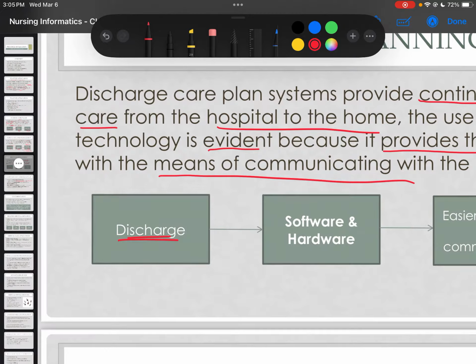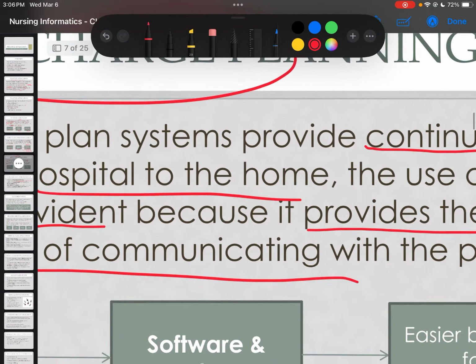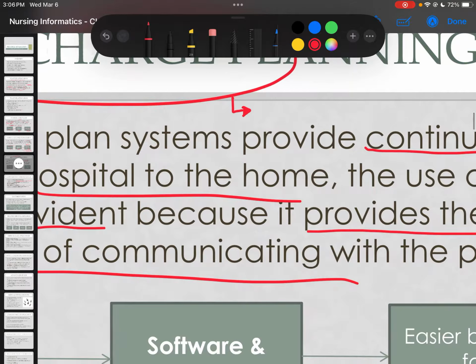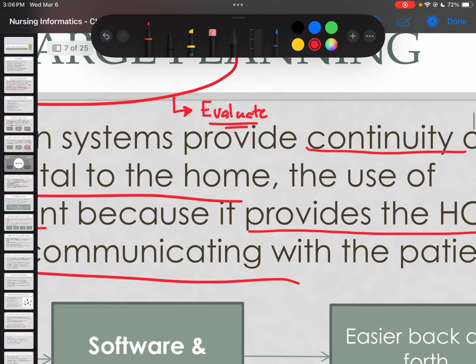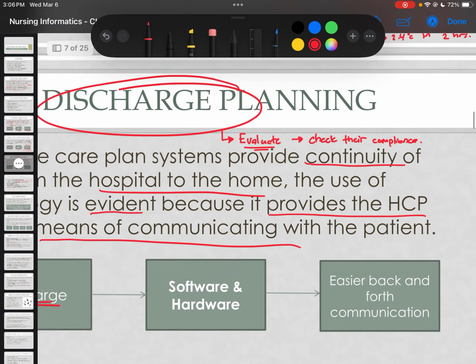Okay, so dili necessary sa ilaha ang mag-interact pa sa nurse or sa healthcare provider. But here's the catch, okay? When it comes to discharge plan, we still need to evaluate it. Okay, we still need to evaluate the discharge plan. The reason for why we need to evaluate, no, is to check their compliance. Ato kitaon if gisunod ba gid nila ang discharge plan.